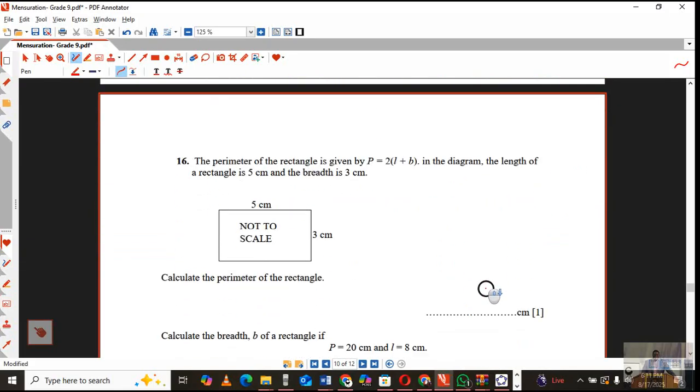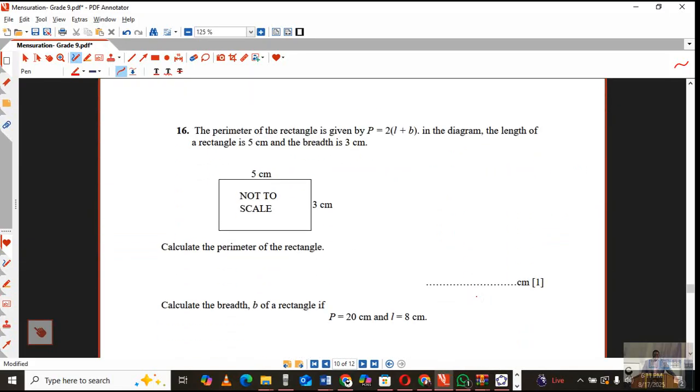Good. Right, we have got question 16. The perimeter of a rectangle is given by that formula. They say the length is 5 and the width, or the breadth, is 3. Calculate the perimeter. Now, perimeter is very straightforward. You just do 2 times 5 plus 2 times 3. Okay? Or you add, that's 8, 8 times 2.